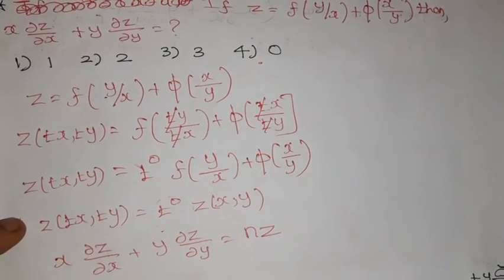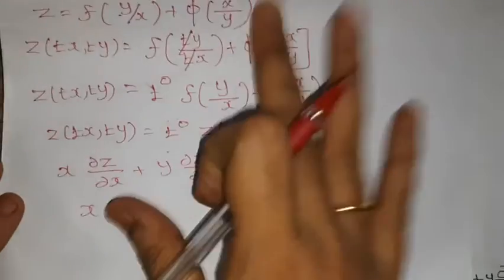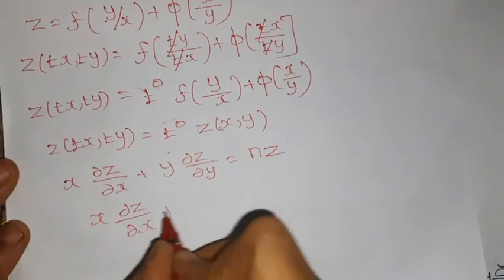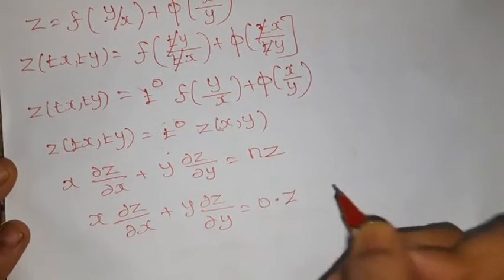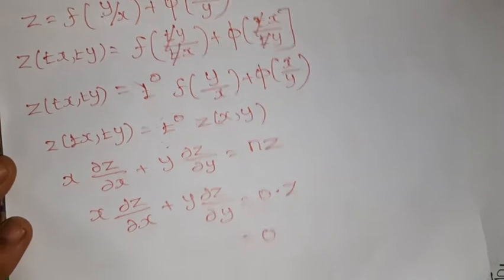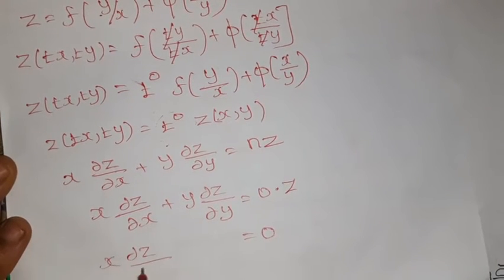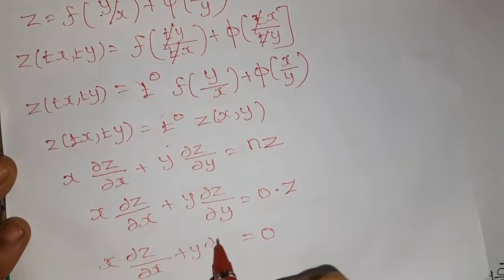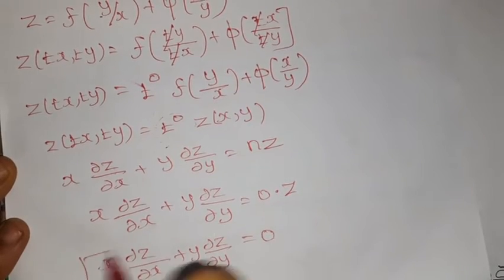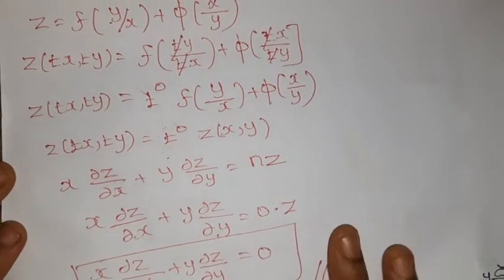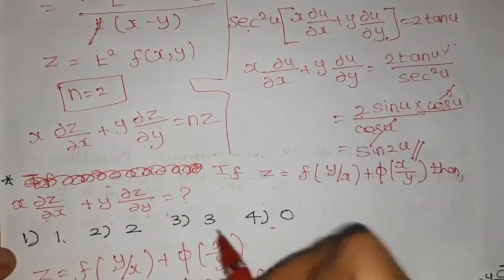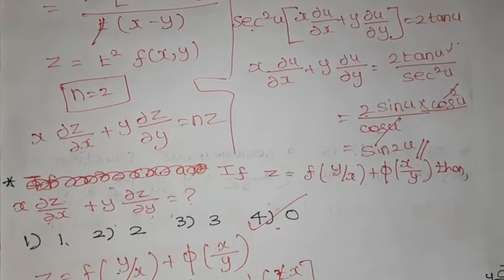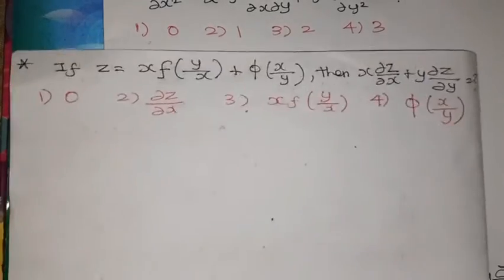Then x ∂z/∂x plus y ∂z/∂y equals 0 into z. 0 into z is nothing but 0. So what is the answer? x ∂z/∂x plus y ∂z/∂y is nothing but 0. So this is the answer for this problem. Option 4 is the right option. We'll move on to the next question.